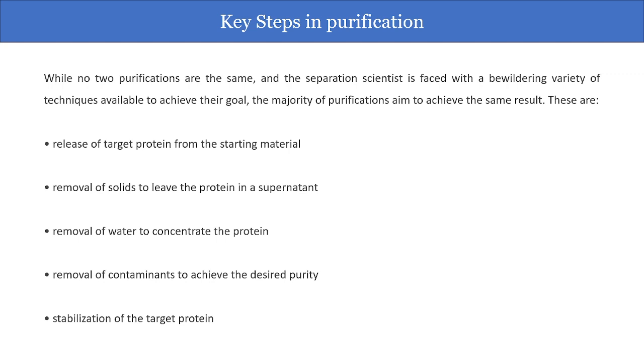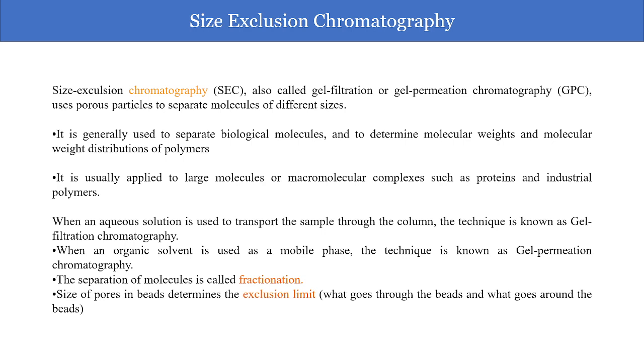And then you have to concentrate the protein to get a desired concentration to carry out experiments. Then you have to remove the contaminants, some ions and all, and then you have to stabilize the target protein to carry out different functional experiments. So the first type of chromatography that I would be discussing here is size exclusion chromatography. We all know what size exclusion chromatography is. It is also known as gel filtration or gel permeation chromatography, and that uses porous particles to separate molecules of different sizes.